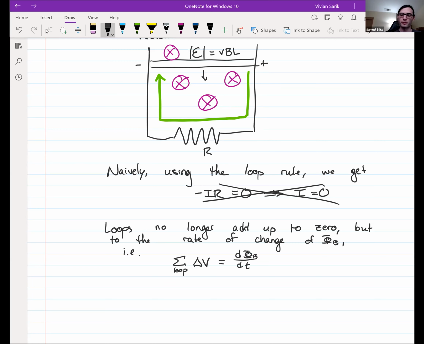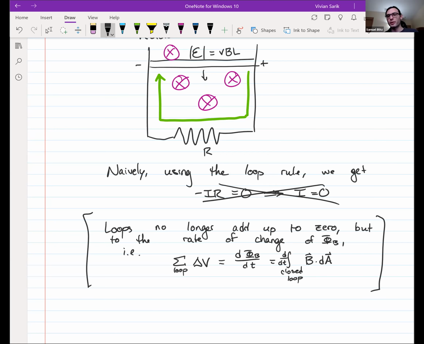Let me write this a little bit better. And that's an integral over a closed loop of B dot dA. I need a time derivative here, d/dt of B dot dA. So it seems like we have to just throw out our old loop rule and use this one.